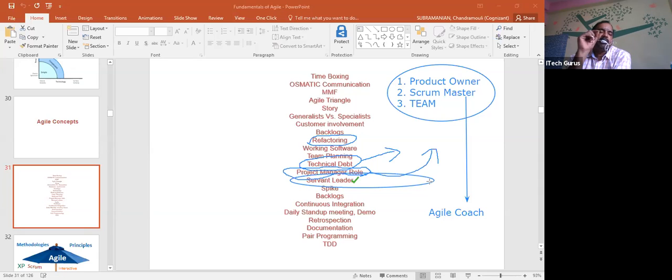Please understand, rather than giving them fish for their breakfast or lunch, you need to teach them how to fish, how to take the fish out of the pond. That is what you need to do for your team. Usually an Agile coach will not teach the team at all. Please understand, they will only coach the team. There is a difference between teaching and coaching. Any guess? What is the difference?